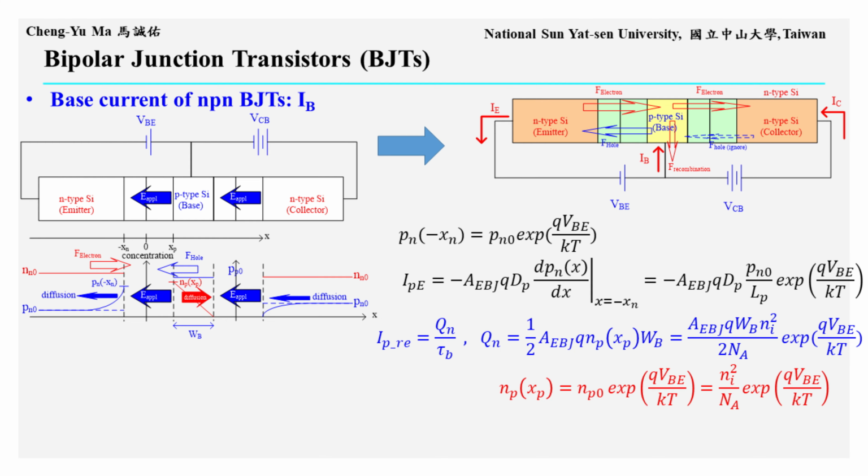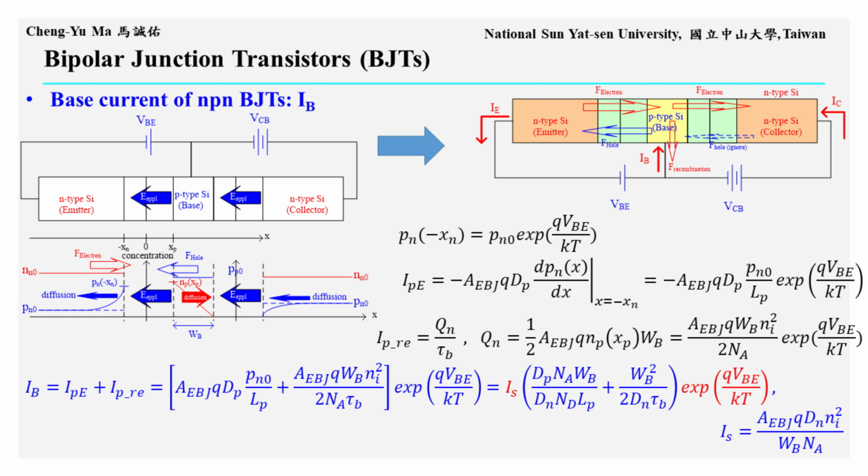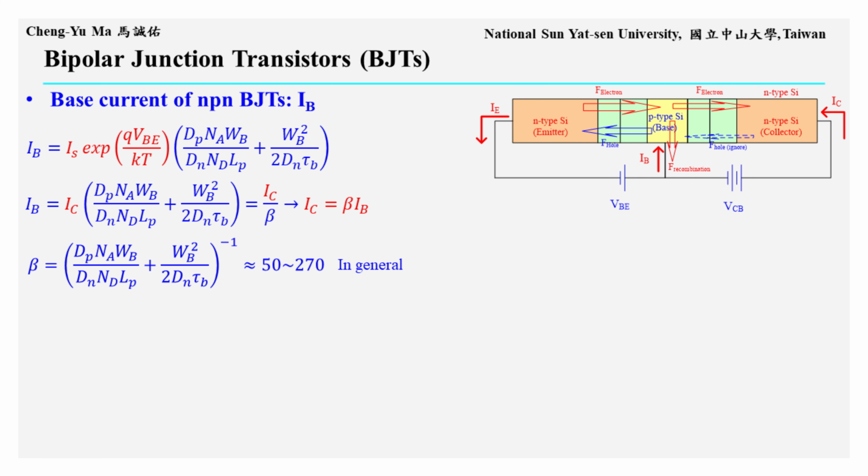Physically, electrons vanish through recombination in the base, and holes must be supplied from the base terminal to support that recombination. The total base current IB is the sum of these two current components, and both components flow into the base terminal. Therefore, IB equals IPE plus IPRE. After rearranging the expression, we can factor out IS and the same exponential bias term as shown in the equation on the slide. Therefore, the base current equation can be written as IB equals IS multiplied by the exponential of Q times VBE over KT multiplied by a constant factor.